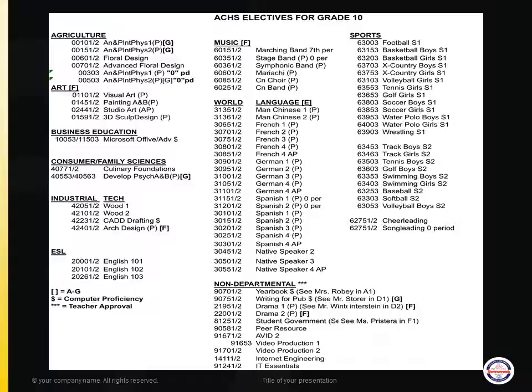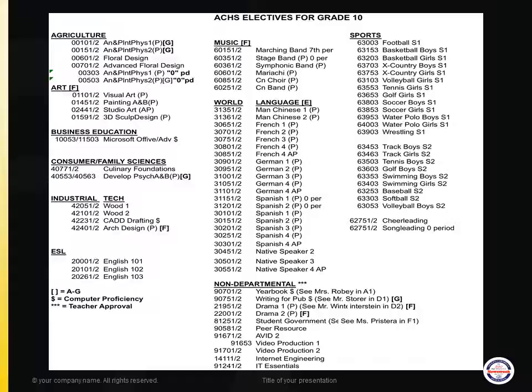Below that, business education. If you need or want to learn how to type correctly, not text typing, and or learn about Microsoft Word, Publisher, Excel, and PowerPoint, and get your computer literacy requirement out of the way, take Microsoft Office the 1st semester and Microsoft Office Advanced the 2nd semester. Below that, 2 classes in Consumer Family Sciences: Culinary Foundations, which is a beginning cooking class, and Developmental Psychology, better known as the baby class.